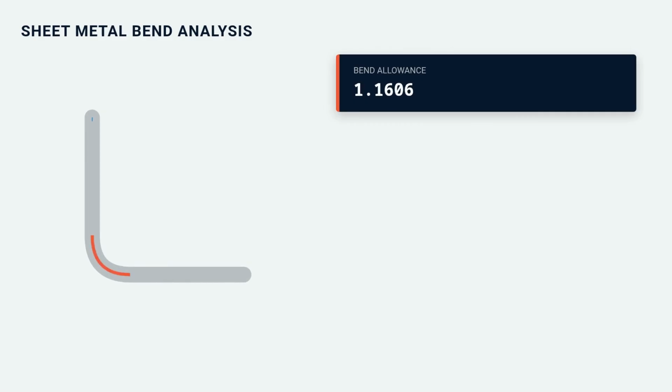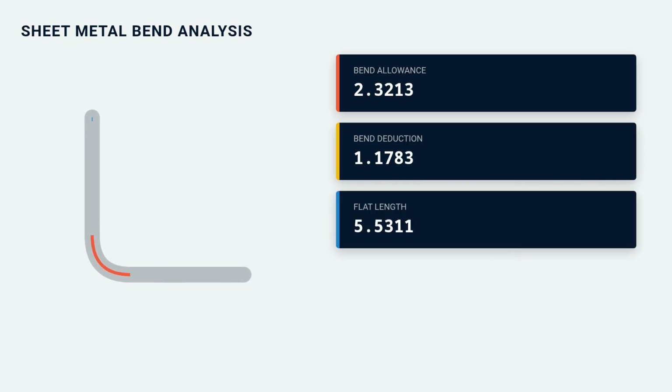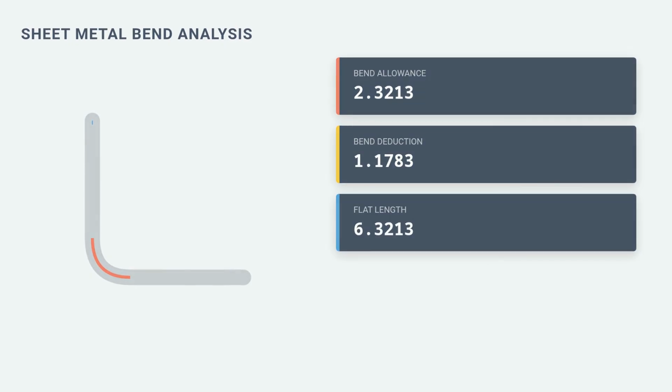The bend allowance equals 2.3213, which is the arc length of the neutral axis through the bend. The bend deduction equals 1.1783, showing how much to subtract from your flat pattern dimensions. The flat length equals 6.3213, giving you the total flat pattern measurement needed before bending.